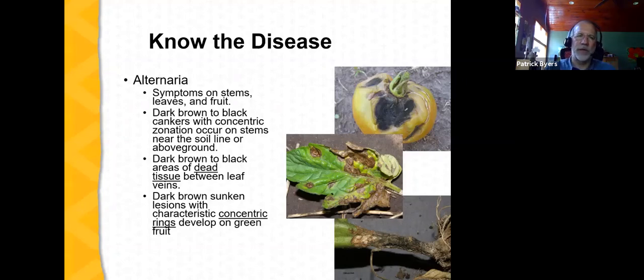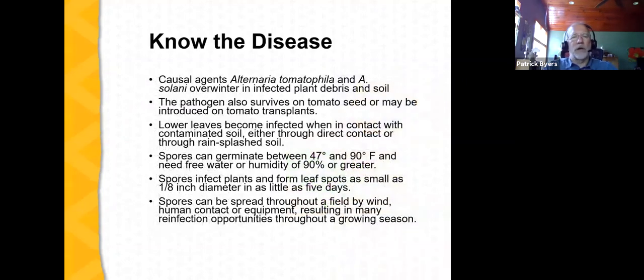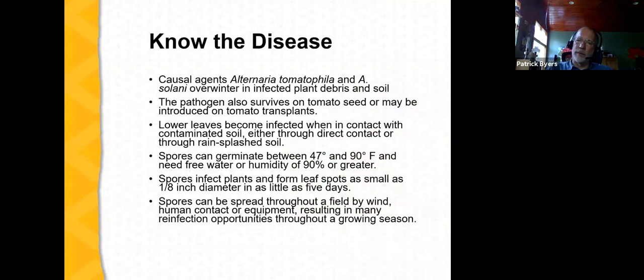So again, important to understand the disease. It's caused by two different fungi, Alternaria tomatophila and Alternaria solani. It overwinters in infected plant debris and in the soil. So in other words, a light should be coming on here.